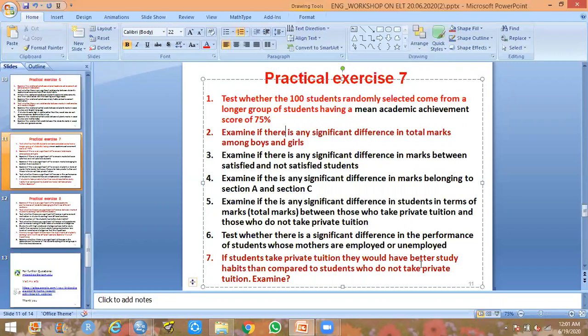I would like to set up a null hypothesis. There is no significant impact of private tuition on study habit. This is my null hypothesis. And you can set up the alternative hypothesis: there is an impact of taking private tuition on study habit. On the other hand, you can set up your null hypothesis like this: there is no relationship between taking private tuition and improving the study habits.